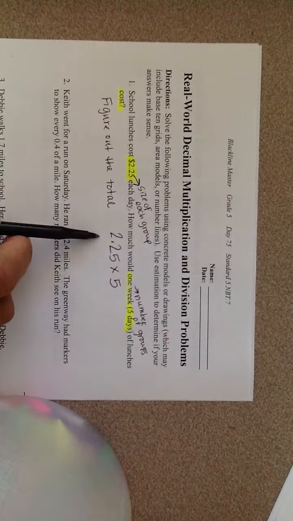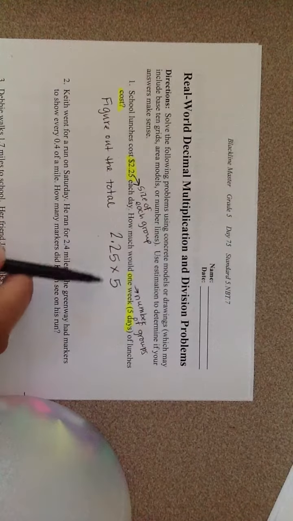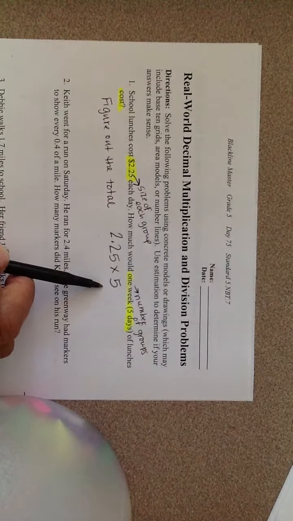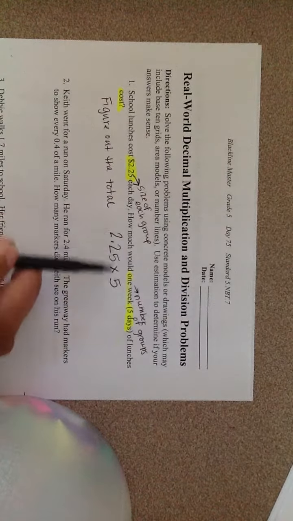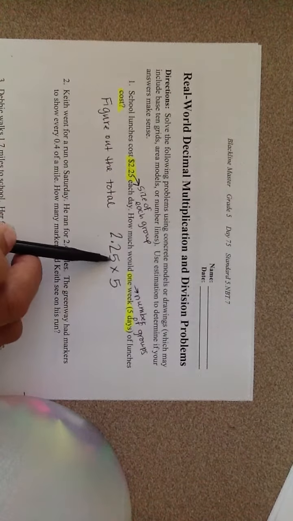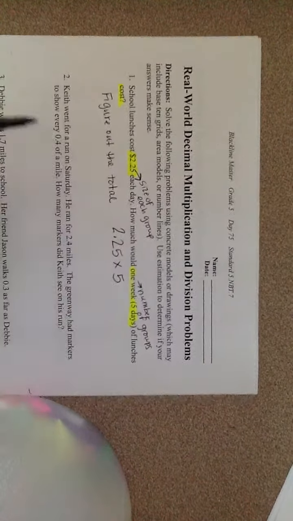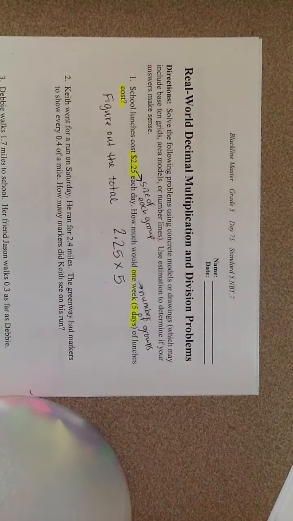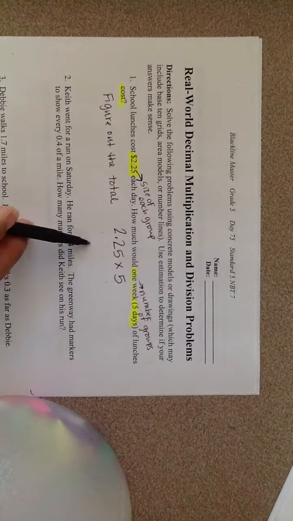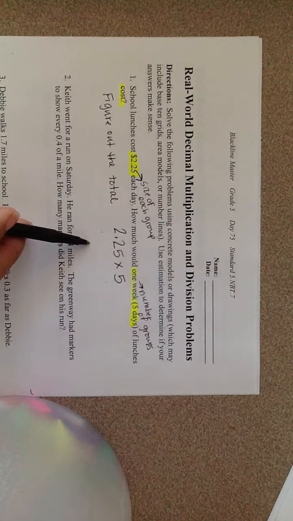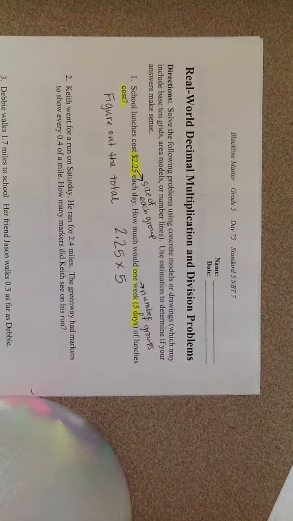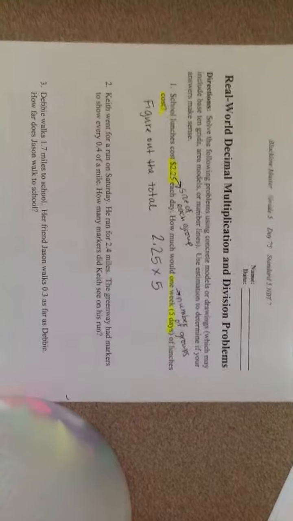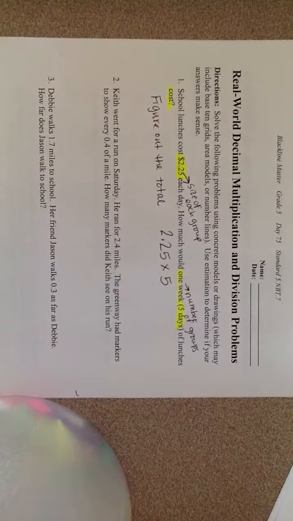Now, I can use base 10 grids and shade in $2.25 5 times. I could use area models and set up my boxes and multiply 5 times 2, 5 times 2/10, 5 times 5/100. Or I could use repeated addition and add $2.25 5 times. There's a lot of different strategies I could use to solve that. You have notes in your notebook for what the strategies are for multiplying decimal numbers. Okay? Number 2, we're not going to solve it right now. We're going to come back to it later.